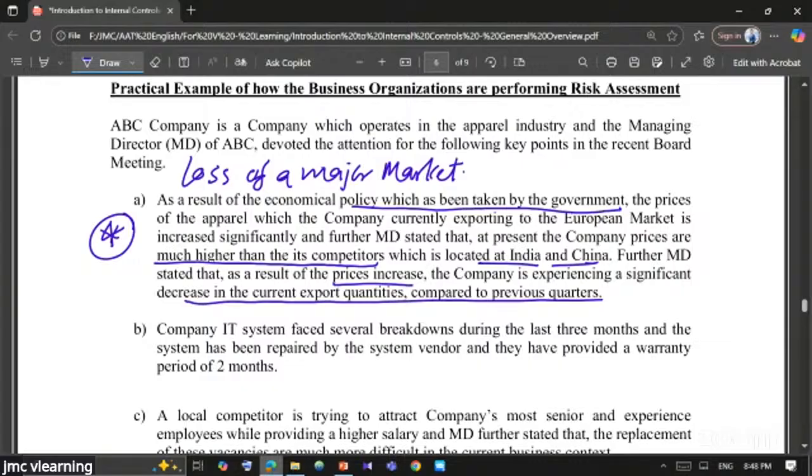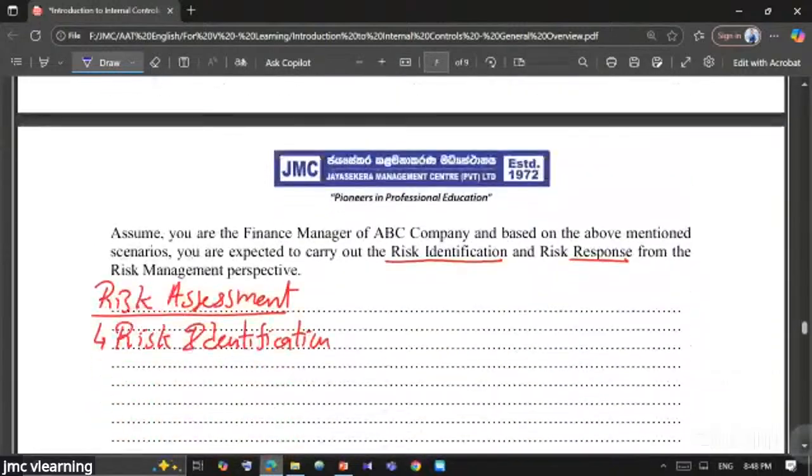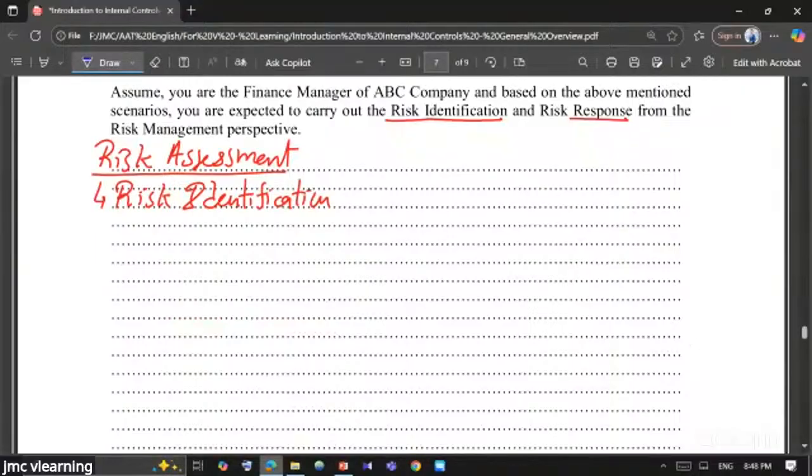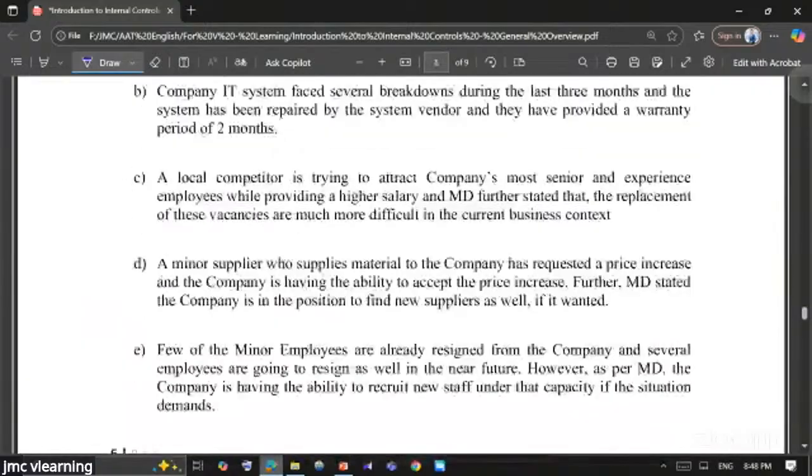Am I audible? Yes, sir. Okay, so the first risk which you are facing here is what? Loss of a major market. Clear? Right. So then we'll identify the first risk. Loss of major market. Right, moving on.